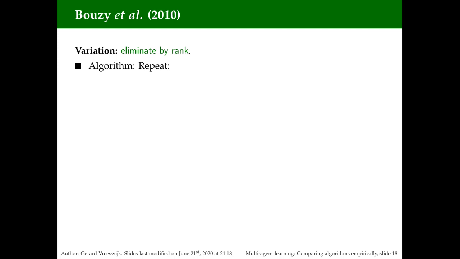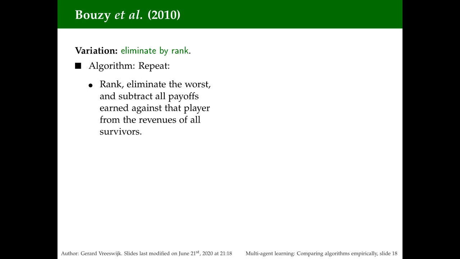One variation of comparing algorithms by Busoniu was to eliminate by rank. Rank the algorithms by performance, eliminate the worst performing algorithm, and subtract all payoffs the survivors have earned against that worst performing algorithm, because the worst performing algorithm was worthless and non-informative anyway. And then repeat. They finally ended up with M cubed as the best performing algorithm.